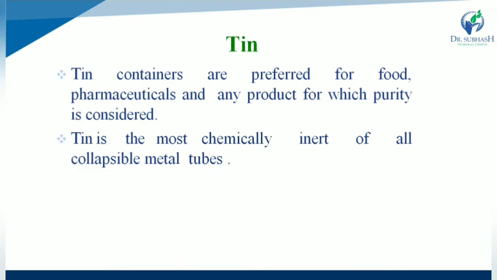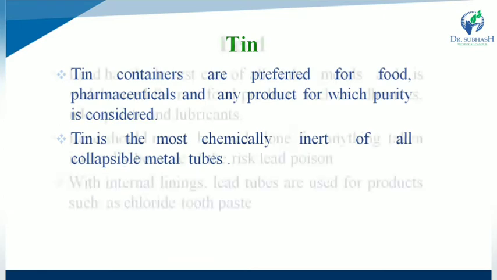What about tin? Tin containers are a type of metal container, and they are preferred for any food, pharmaceuticals, and any product for which purity is considered. Tin is the most chemically inert of all collapsible metal tubes. So, tin containers are most widely preferred for any food, any pharmaceutical, or any product for which purity is considered.